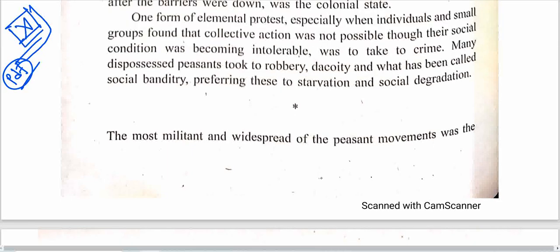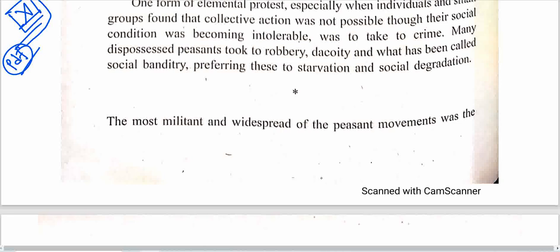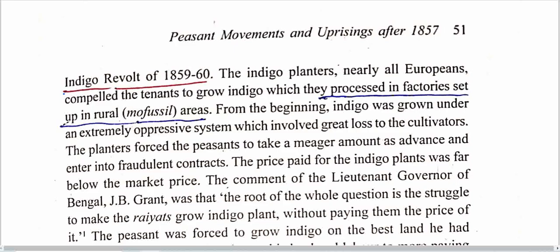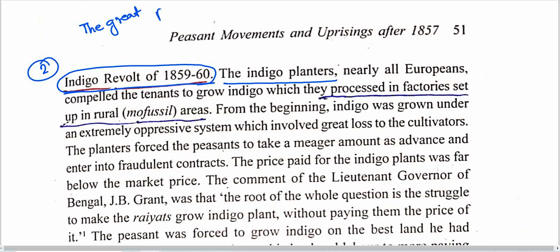Indigo Revolt. Okay, the revolt we can start. As you can see, the chapter name is Peasant Movements. The most militant and widespread of the peasant movements was the Indigo Revolt of 1859 to 60. Very important line. I will definitely add it as the second point in my notes. The indigo planters, nearly all Europeans. Achha, 1859, just after the Great Revolt of 1857, just within 2 or 3 years.